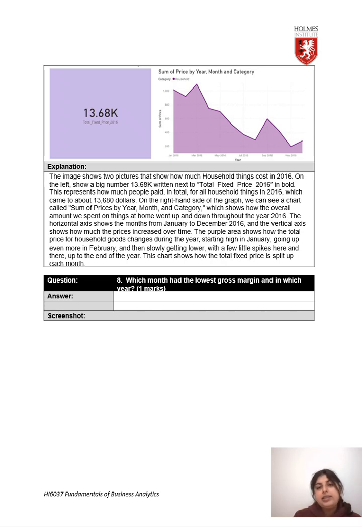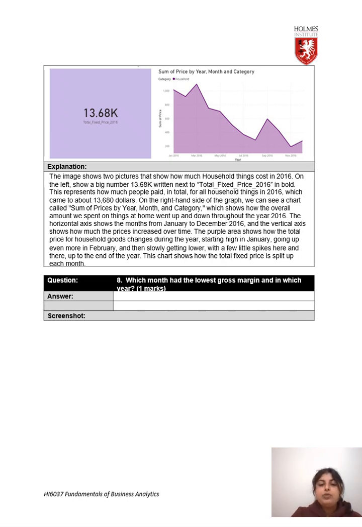As we can see, in January it was at the peak, and it was really high, so people spent a lot of money on household items, and in the middle of the year it decreased, and after that it fluctuated towards the end of the year. The chart shows how the total fixed price is split up each month, and overall spending went downwards, reduced over the year, and it was at the peak at the start of the year.